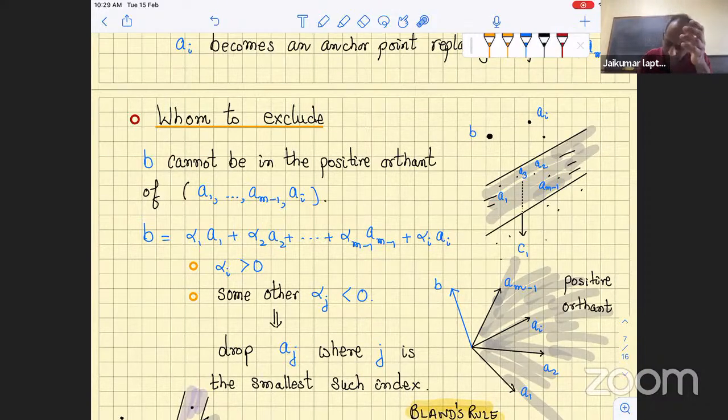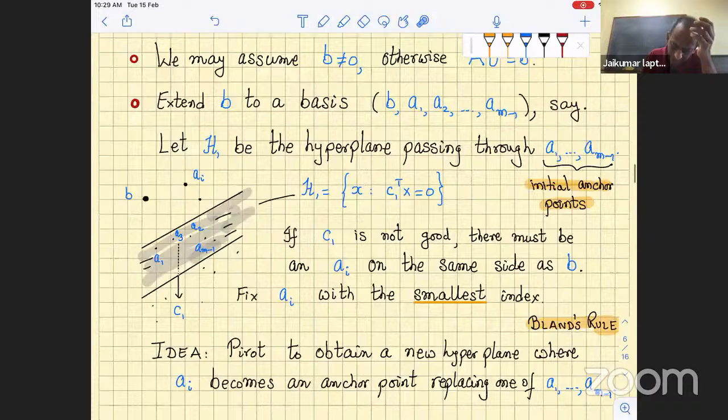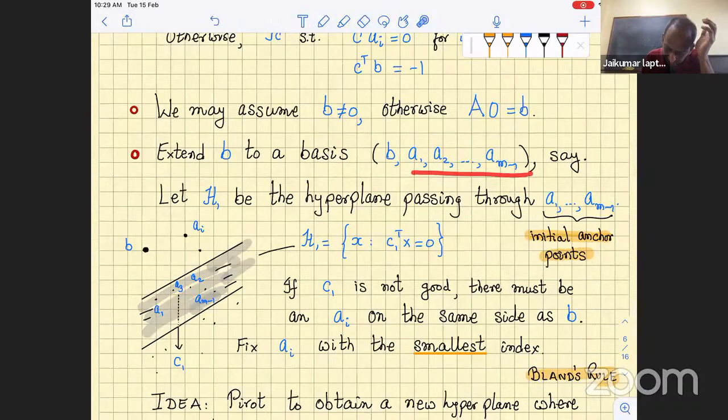Initially, we had this set, which was the set of initial anchor points. Then one of these was dropped, and AI moved in. So AI together with those m-2 from here form the current anchor points. Then somebody else will enter and somebody else will leave, and those will be the current set of anchor points, and so on.